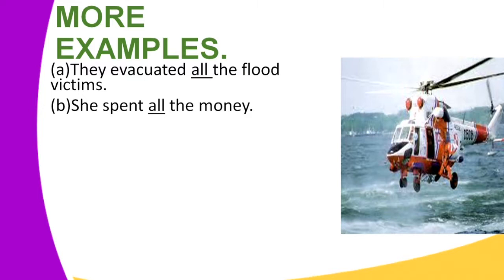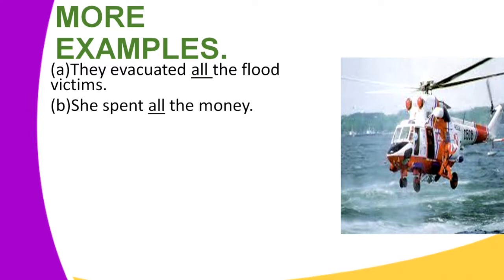Next we have, she spent all the money. The noun here is the money, and it is uncountable. We can't say 1 money, 2 money, 3 money. We only talk about currency, or we use quantifiers. So the quantifier all can be used both with countable nouns and uncountable nouns.